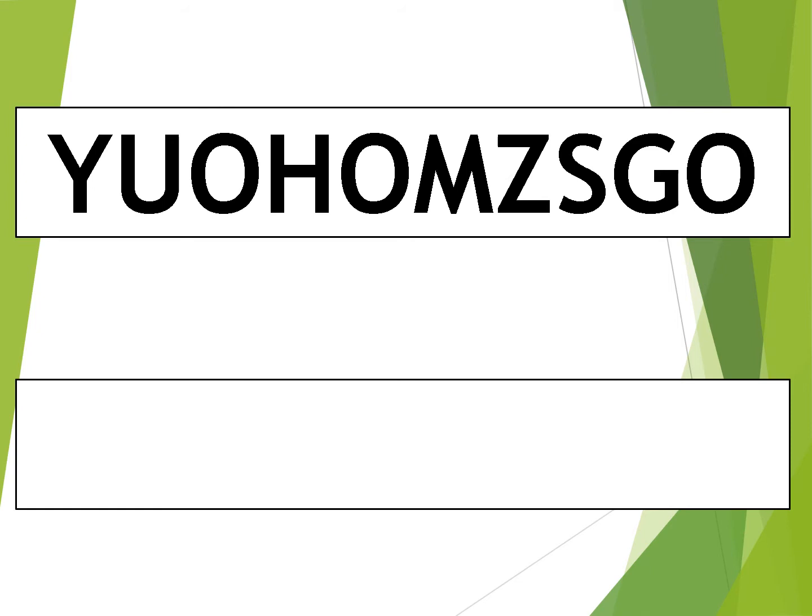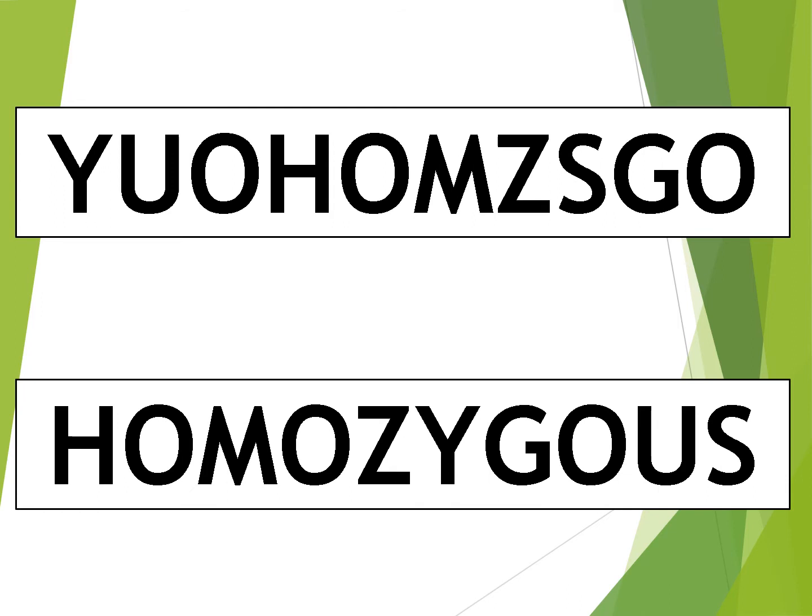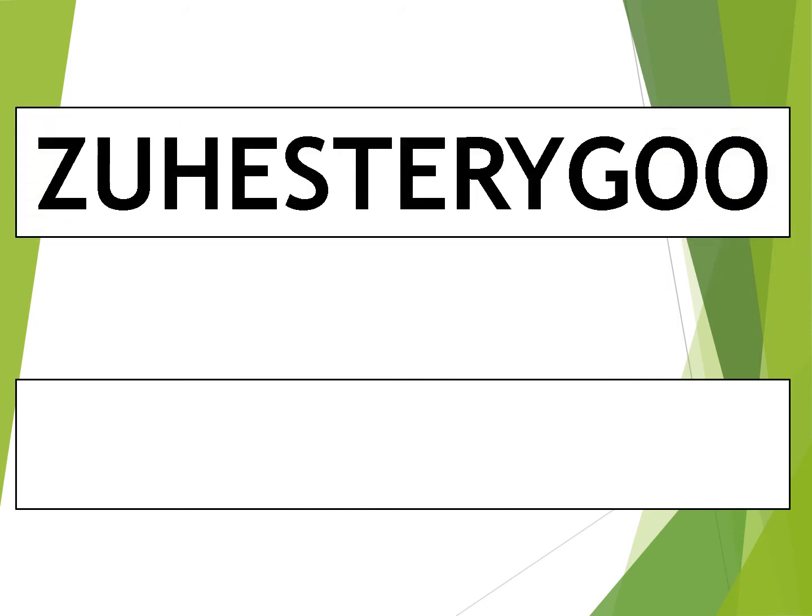And the word formed with these letters is homozygous. Homozygous is the first type of genotype. When we say homozygous, meaning to say we have two of the same alleles. So it can be written with two capital letters or two lowercase letters. Let's proceed. Now what word is being formed using these letters?